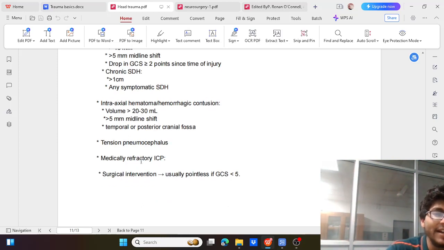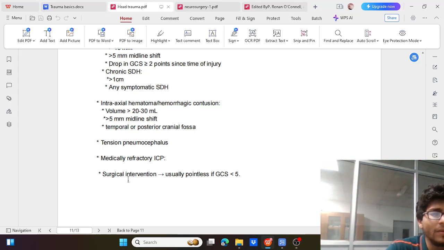Then medically refractory ICP. Medically refractory means we are giving medication, we are trying to treat by conservative way, but it is not being managed, we are not able to manage, and the patient is deteriorating. So medically refractory raised ICP is also an indication.